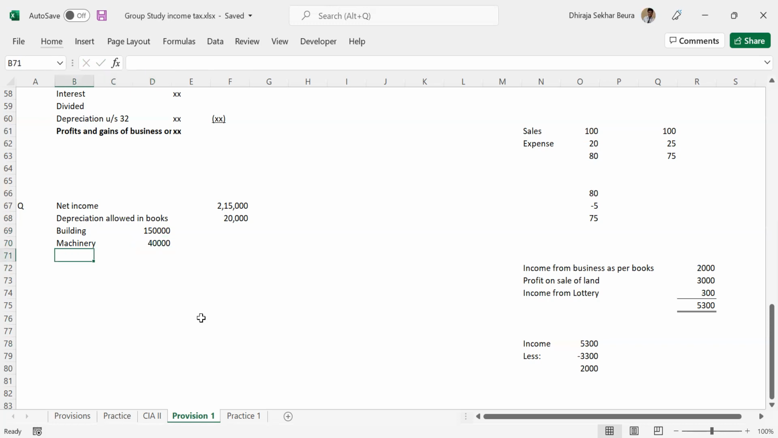And during the year you have purchased machinery for 10,000, and the date is 1st November 2020.